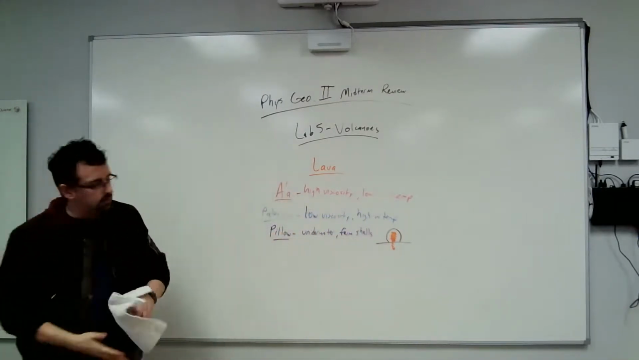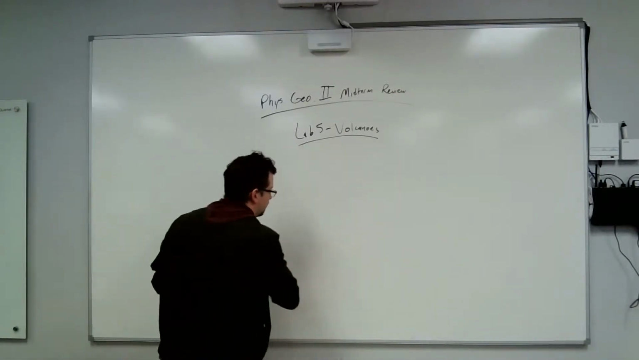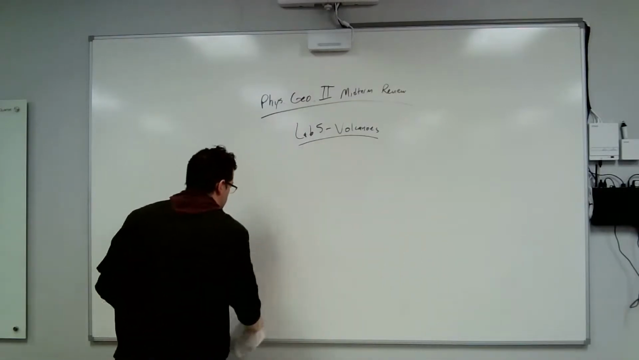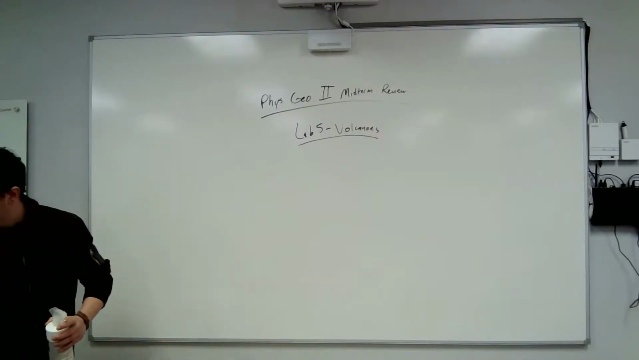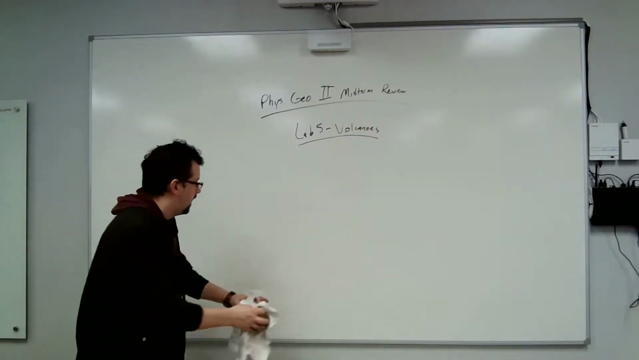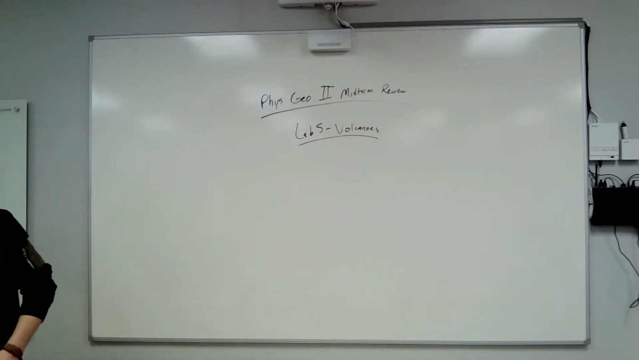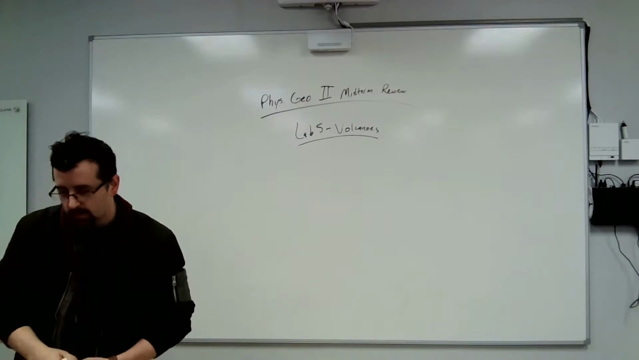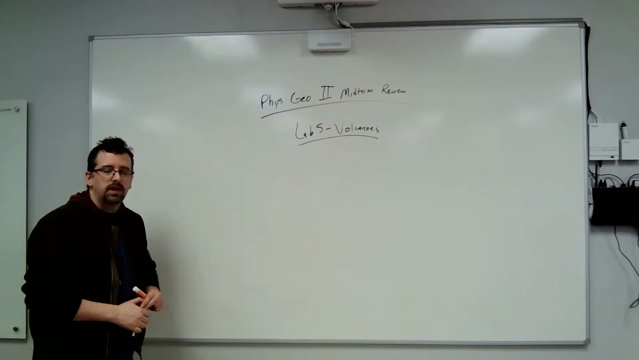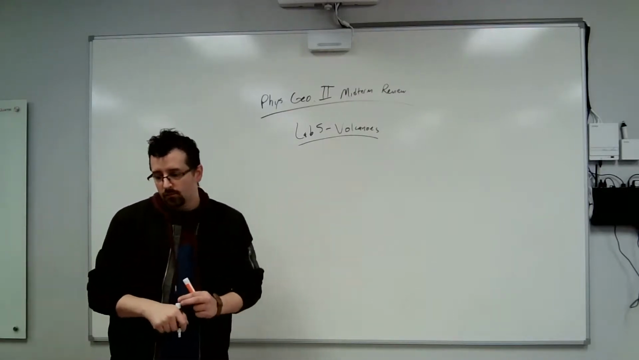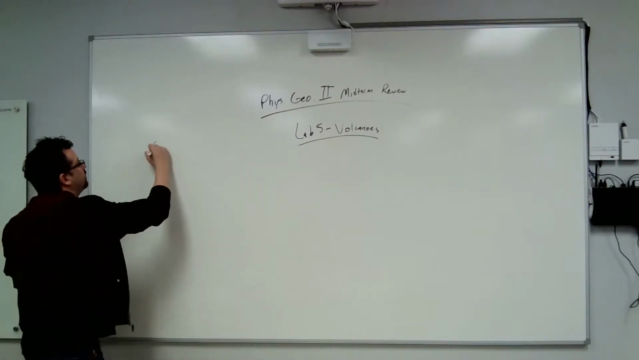So now that we have this, all right. Now let's talk about the types of volcanoes. I'm going to draw some pictures here. We have three types that we need to talk about. The first is called a cinder cone.